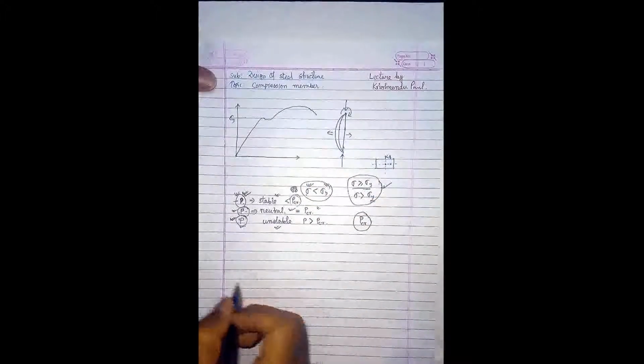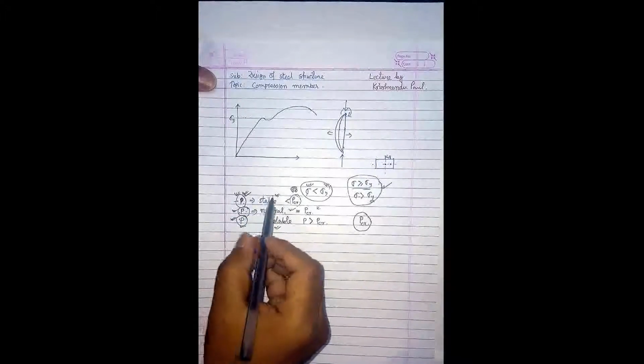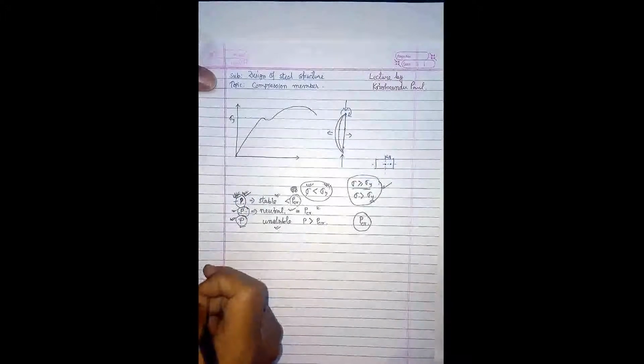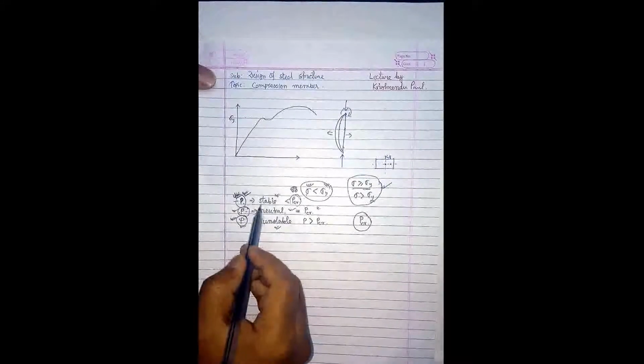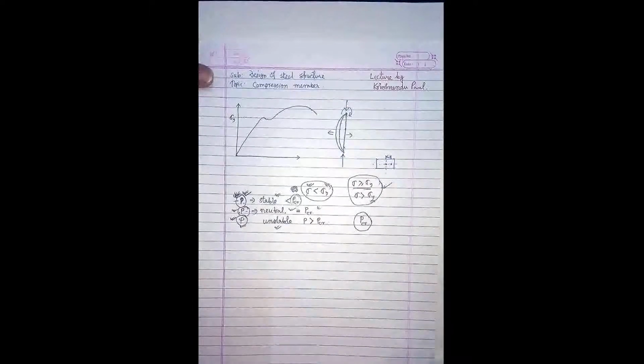So far in our analysis we have been limited to stable equilibrium. We have always studied that equilibrium condition, and we have not studied the unstable equilibrium condition. Here, in the case of a compression member, stability is the most important thing. You should be careful about the stability.